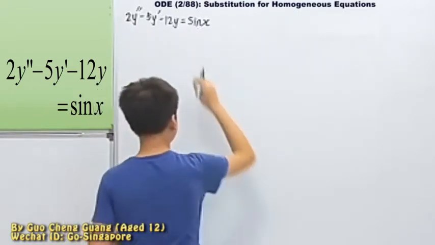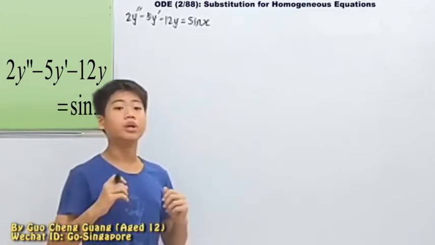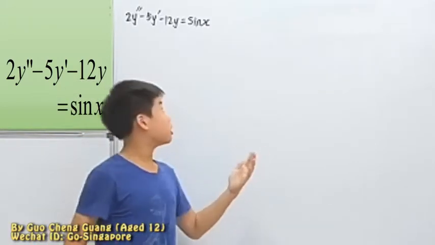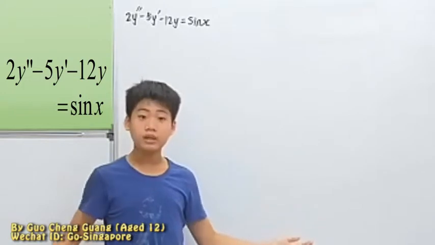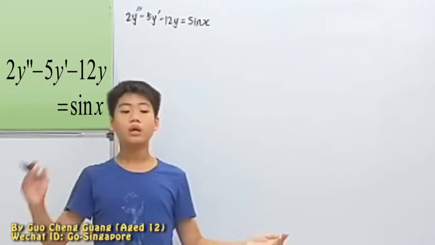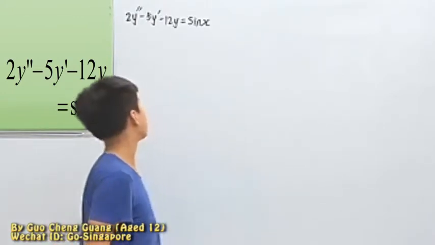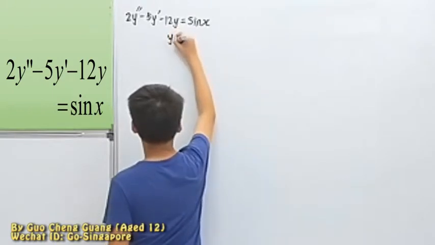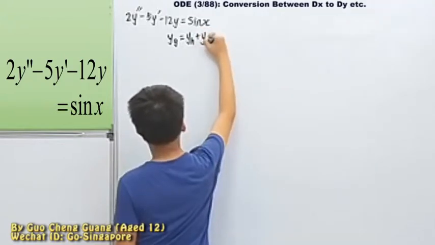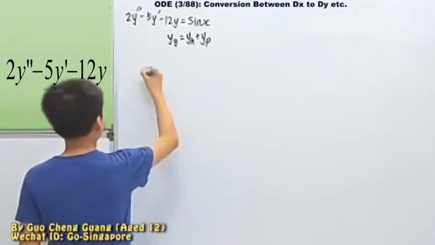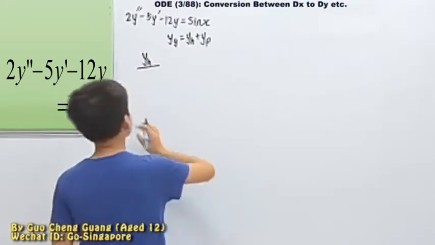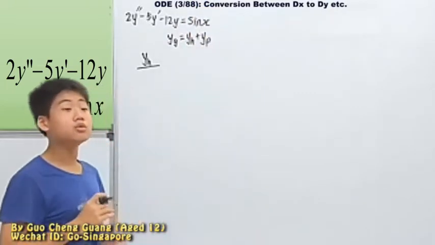Since this is non-homogeneous and we want a general solution for the non-homogeneous differential equation, that means we can split it into the general solution for the homogeneous differential equation and a particular solution for the non-homogeneous differential equation. So in short, we write yg equals yh plus yp. So we first find yh. That means you first let this part be equal to 0.